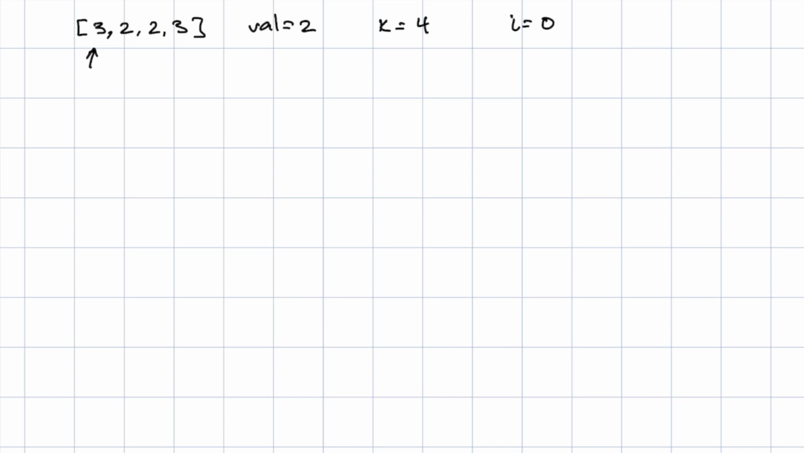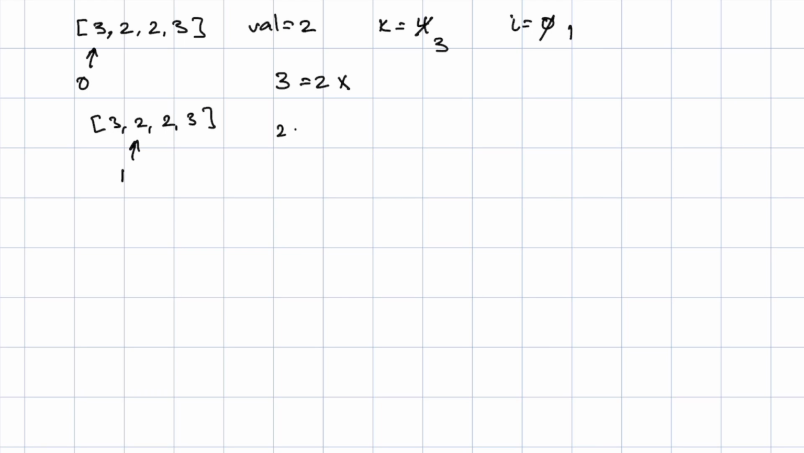The very first element at index 0 is 3. Is 3 equal to 2? Obviously not. So let's go ahead and decrement k by one, to 3. And let's go ahead and move on to the next number. So we increment I by 1. So let's go ahead and draw a new array. And this time the index is 1.